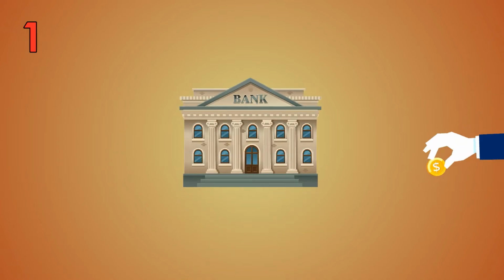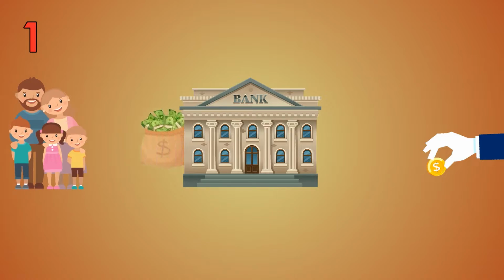There are three ways this exchange takes place. The first is banks. A lender deposits money in the bank, and then the bank turns around and loans that money to a family who wants to buy a house or a business that wants to expand. As those borrowers pay interest on their loans, the bank takes a part of that money to cover their costs and passes along the rest to the depositor.